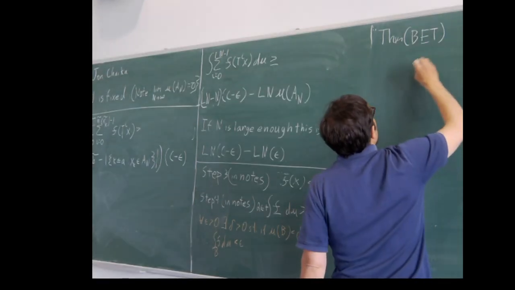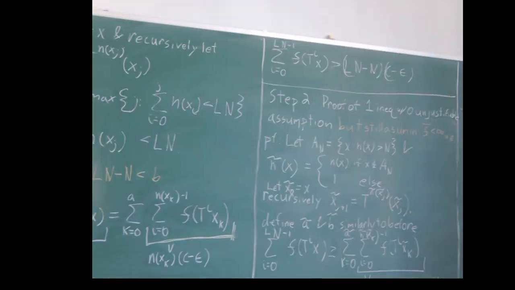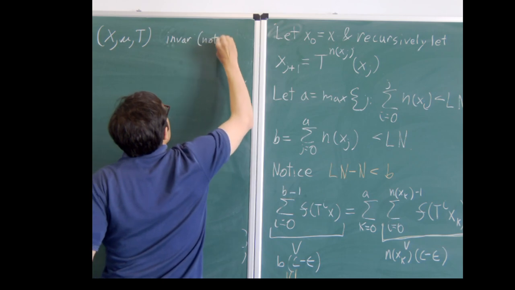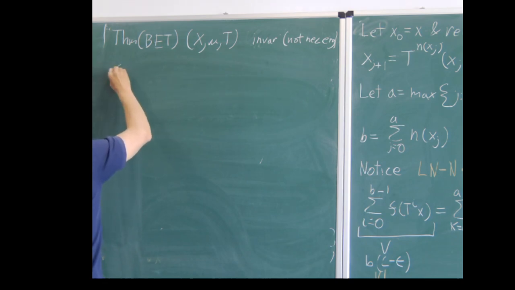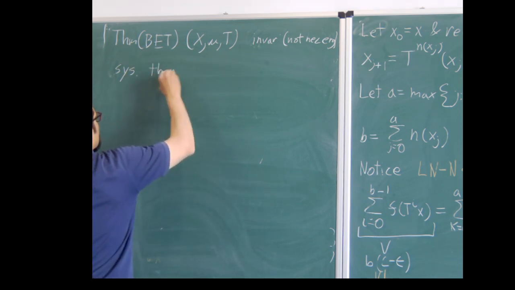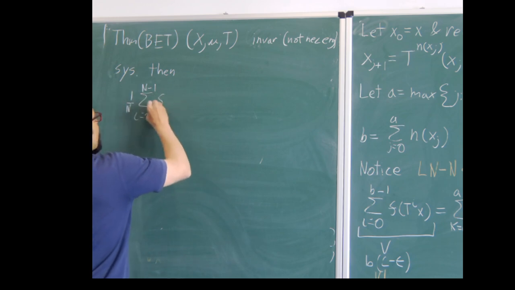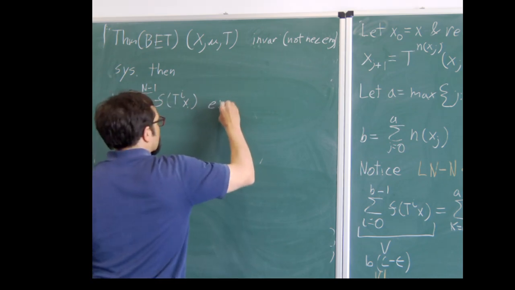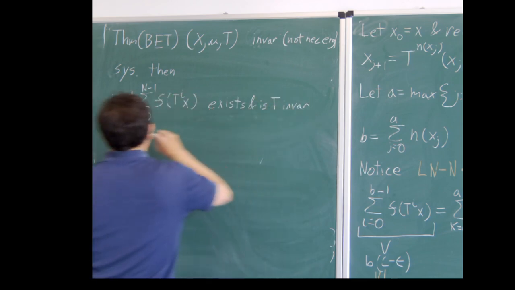And what does the Birkhoff ergodic theorem say? It says: let (X, mu, T) be T-invariant, not necessarily ergodic, a measure-preserving system. Then the limit of the summation from i equals 0 up to n minus 1, over n, of f of T to the i of x exists and is T-invariant, mu almost everywhere.